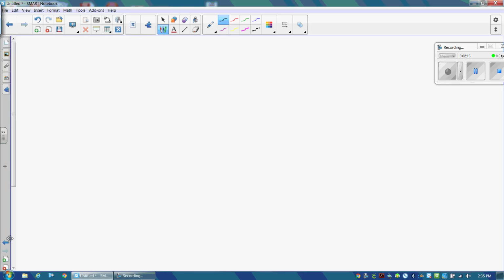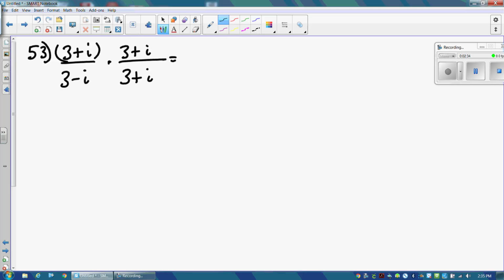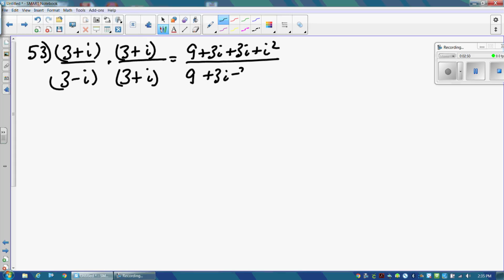All right, on to number 53. 53 is 3 plus i over 3 minus i. So I'm going to multiply by the conjugate of the denominator, which is 3 plus i. If I have 3 minus i, the conjugate is 3 plus i. So on the top, I'm going to do FOIL, and on the bottom, I'm going to do FOIL. 3 times 3 is 9. Then I'd have plus 3i, plus 3i, plus i squared. And then here I'd have 9 plus 3i minus 3i minus i squared.